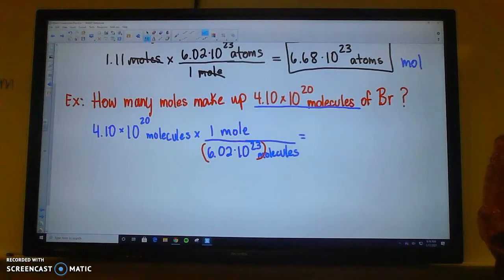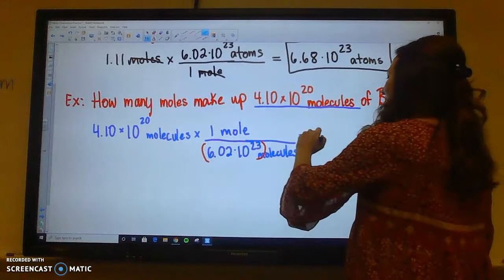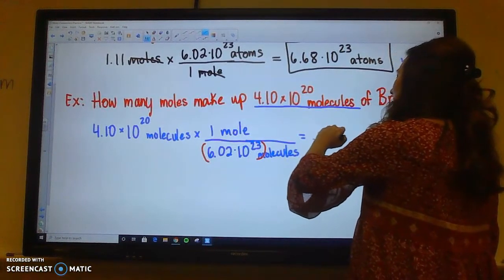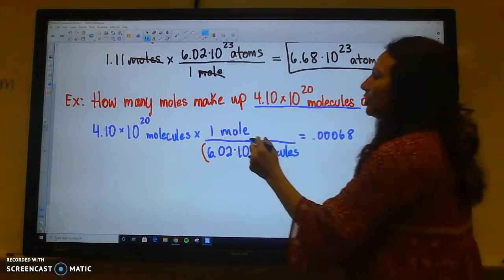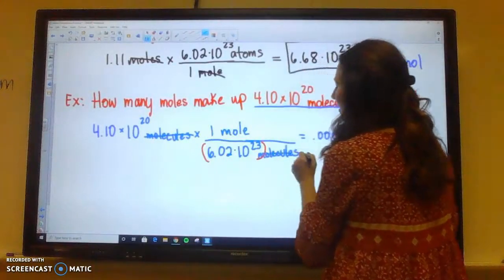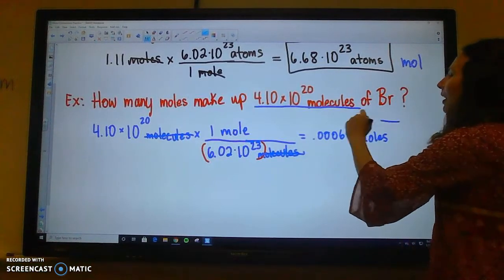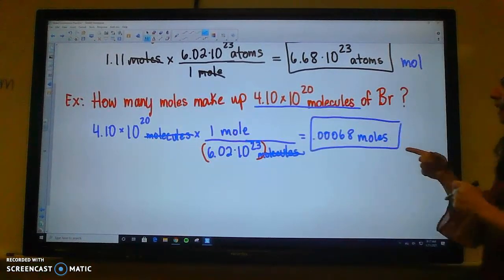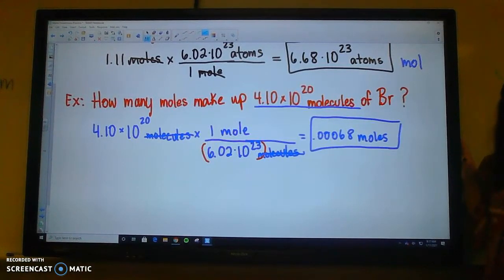And then I need someone to give me that answer. All right, what was your answer? All right, 0.00068. And our unit of molecules cancels, so this is going to be moles. You don't have to write bromine here, but I probably would have. So that is what y'all should have gotten.